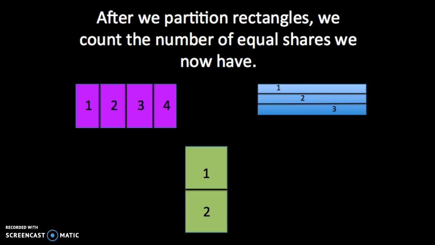After we partition rectangles, we now count the number of equal shares we now have. In the purple rectangle, we split it into 4 equal parts. In the blue rectangle, we split it into 3 equal parts. And in the green rectangle, we split it into 2 equal parts. We have now partitioned the rectangles.